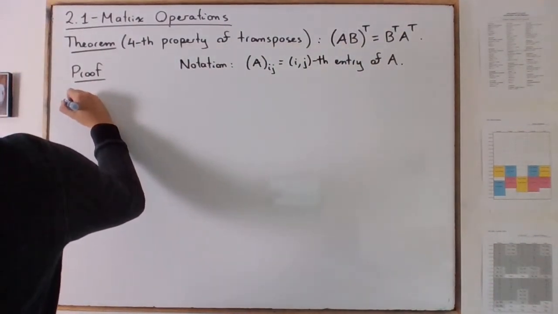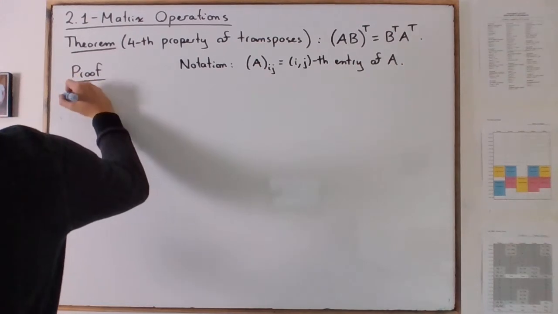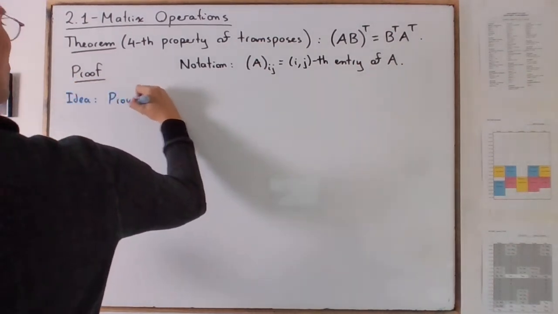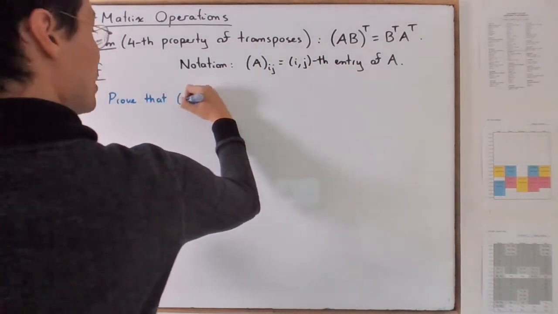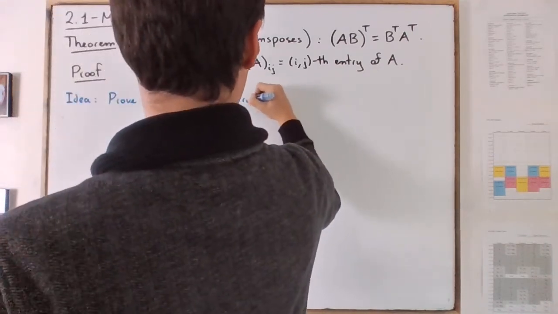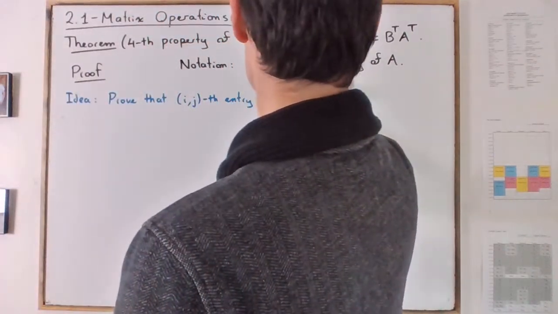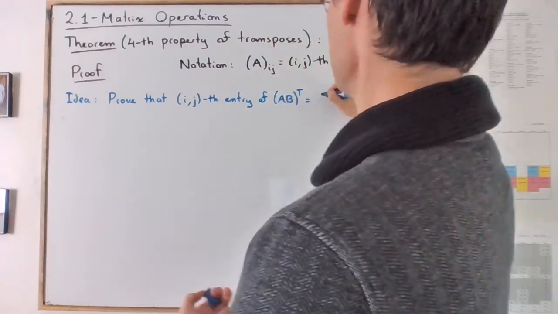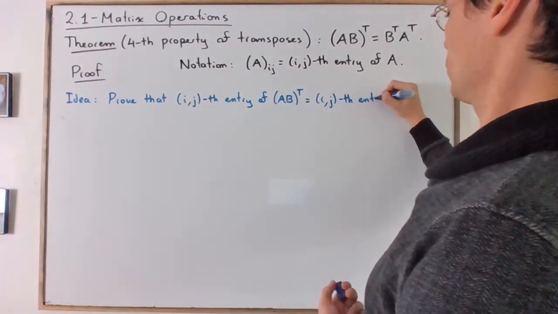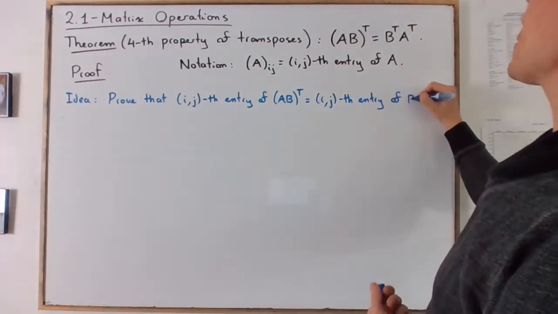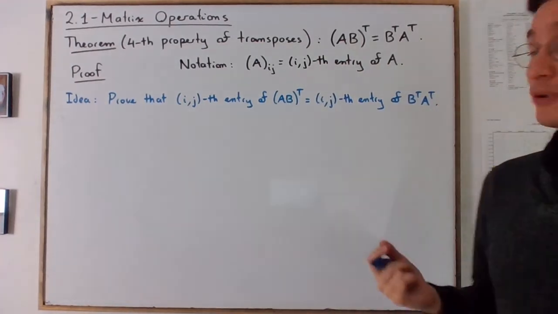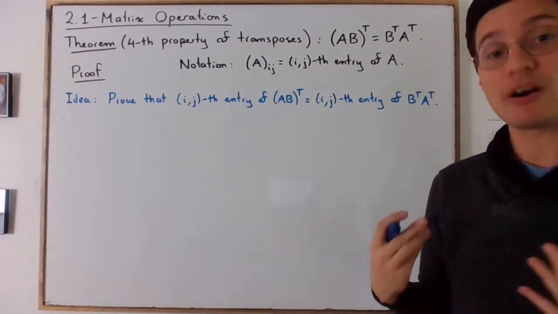So the idea of the proof, and actually let's write it down, is to prove that the ij entry of (AB) transposed is equal to the ij entry of B transpose A transpose. Before we start the proof, I just want to let you know that's where we are going.